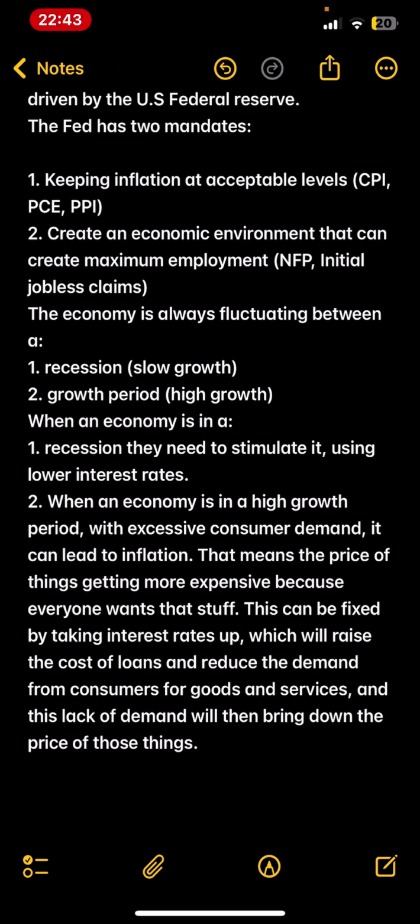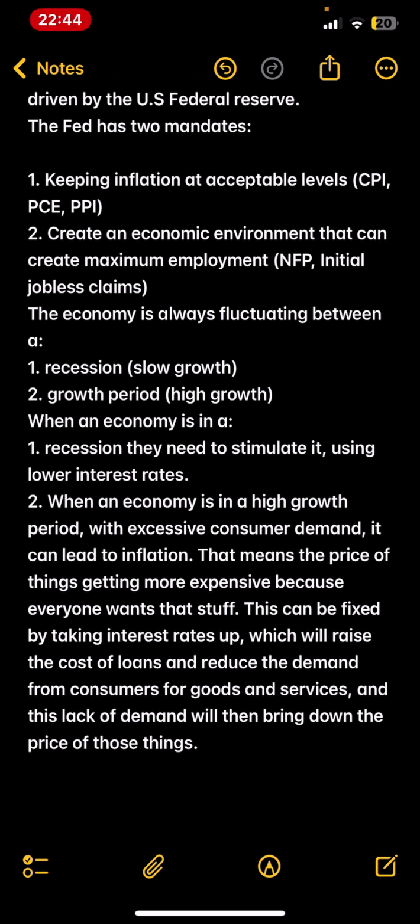So when an economy is in a recession, guys, they need to stimulate it using lower interest rates. And when the economy is in a high growth period, excessive consumer demand can lead to inflation. That means the prices of things are getting more expensive because everyone wants that stuff. This can be fixed by taking interest rates up, which will raise the cost of loans and reduce the demand from consumers for goods and services. And this lack of demand will then bring down the price of those things.